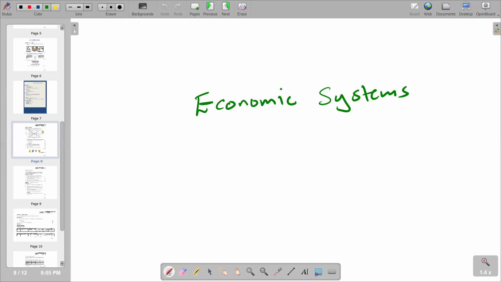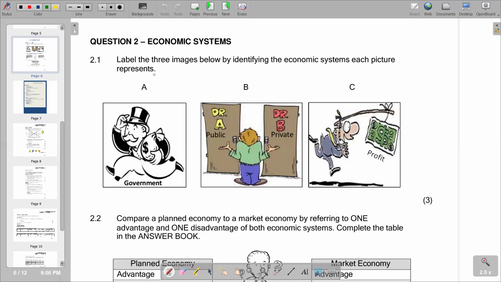You remember we've got different types of economic systems, whereby we have the planned economic system, the market economic system, and also the mixed economic system. Basing on that, we are going to go to our question part and try to see the questions that we have according to this video. So we have our question 2 that we want to look at, on economic systems.